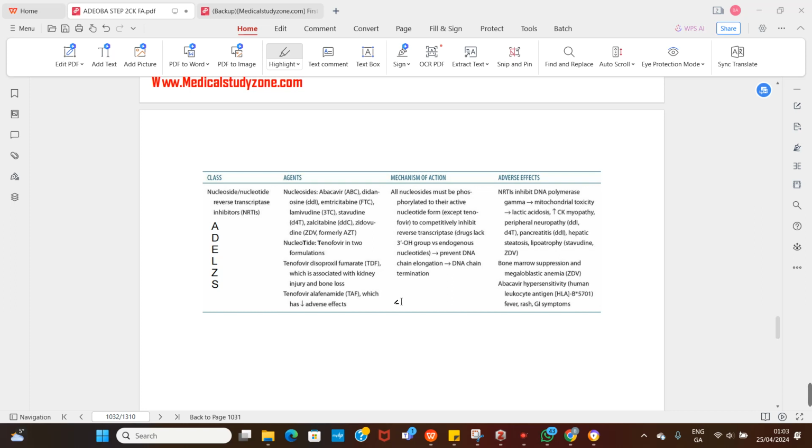Don't forget. Then the second to the last is zidovudine particularly, not stavudine now. Zidovudine is not a friend of the bone marrow.